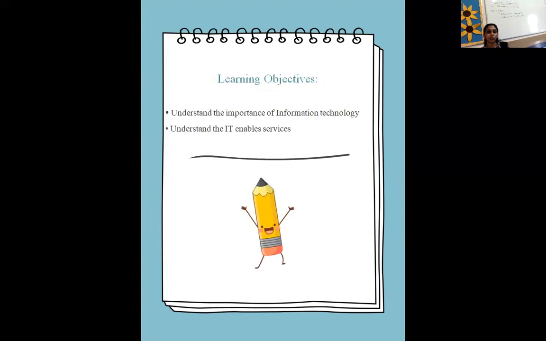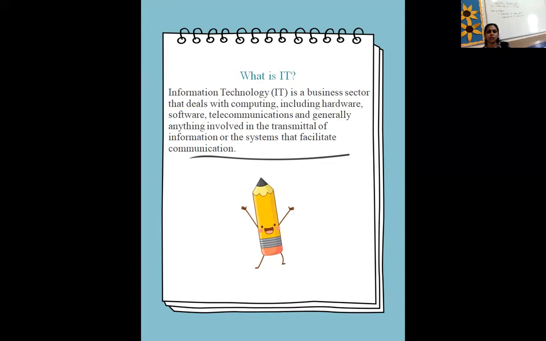Now, what are the learning objectives? When we finish this chapter, what are the things we are going to learn? So we understand the importance of information technology. Also, we understand the IT-enabled services. First of all, we'll understand what is IT.